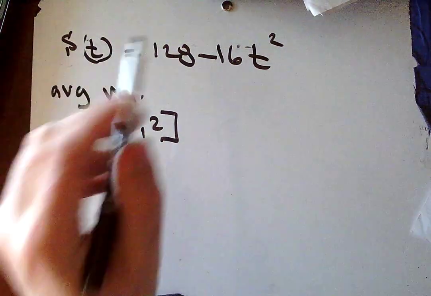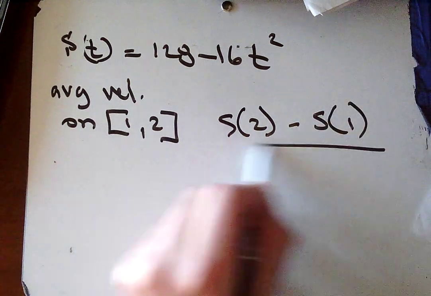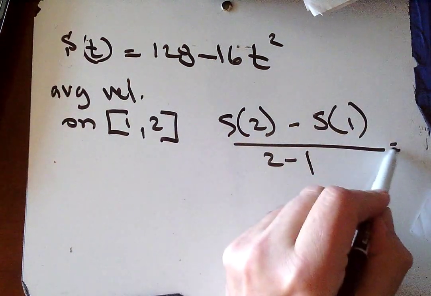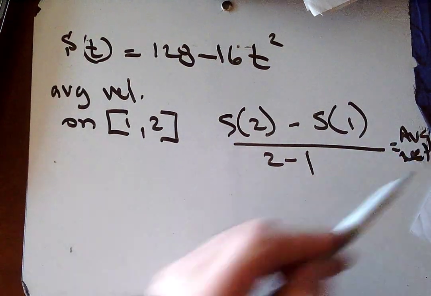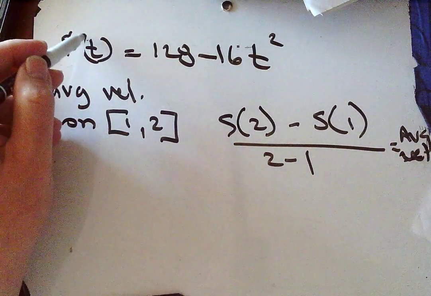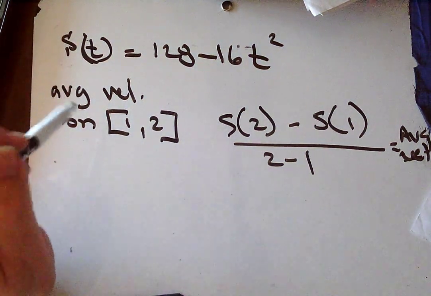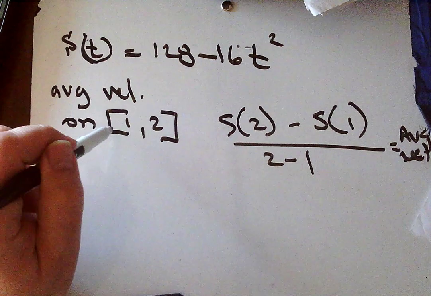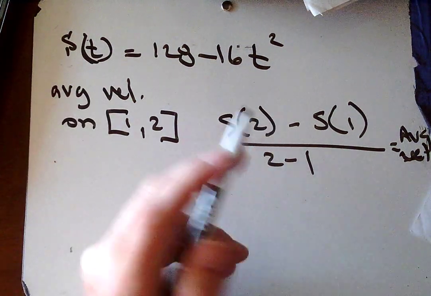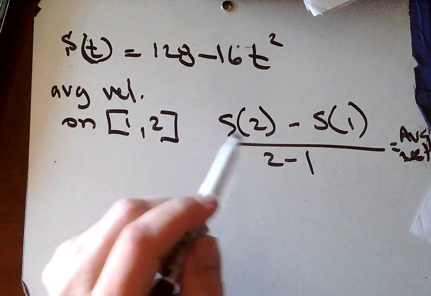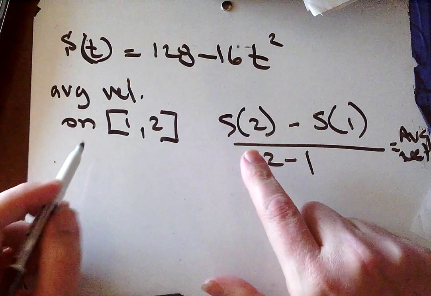All right, so I hope you did s of 2 minus s of 1 over 2 minus 1. That's average velocity. We will have a way to find average velocity using integration and the velocity function, but we don't know how to do that yet. And so we're doing average velocity as the average rate of change in position with respect to time, because that's actually the definition that we talked about last semester for average velocity.